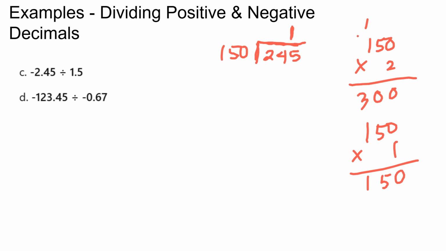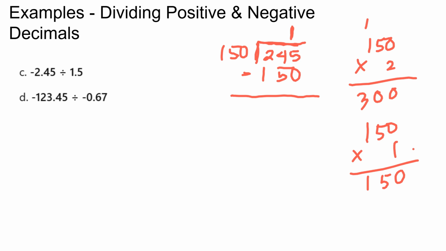Yes, because if I multiply 150 by 2, it's already 300. It's not 245. All right, so 1 times 150, we have 150. So we subtract 245 minus 150.